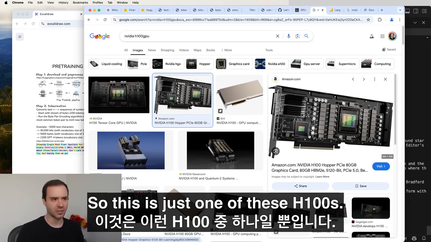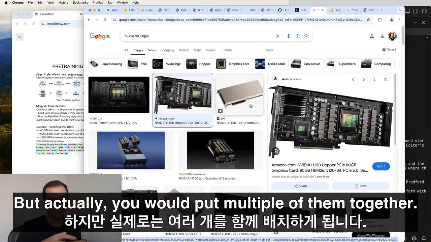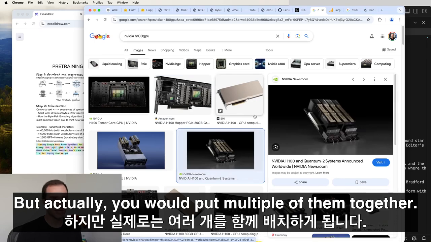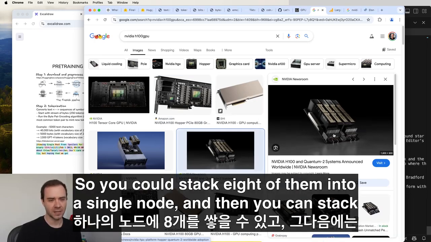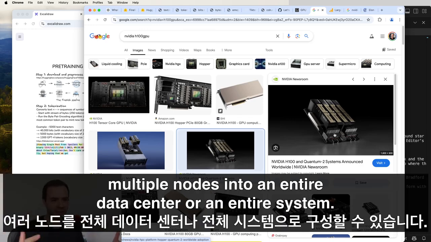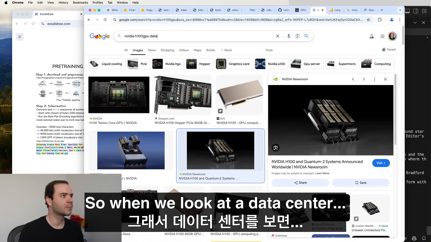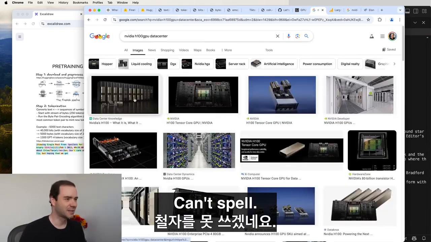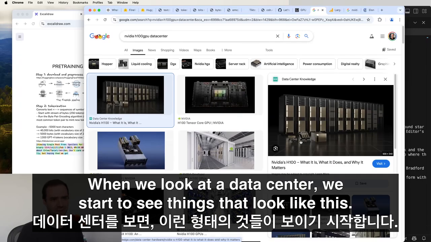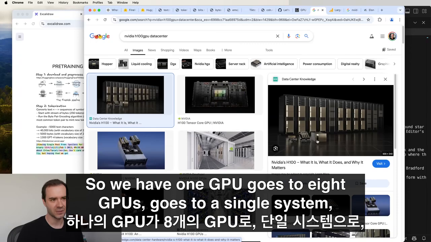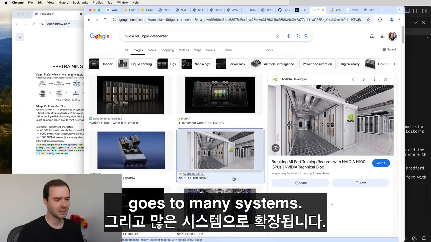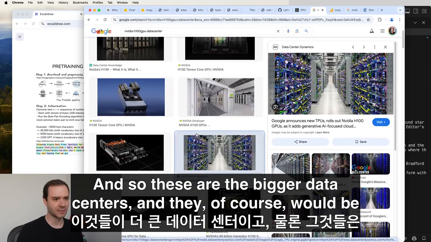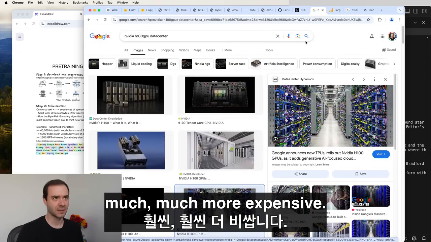So this is just one of these H100s, but actually you would put multiple of them together. So you could stack 8 of them into a single node, and then you can stack multiple nodes into an entire data center or an entire system. So when we look at a data center, we start to see things that look like this, right? So we have one GPU goes to 8 GPUs, goes to a single system, goes to many systems. And so these are the bigger data centers, and they of course would be much, much more expensive.